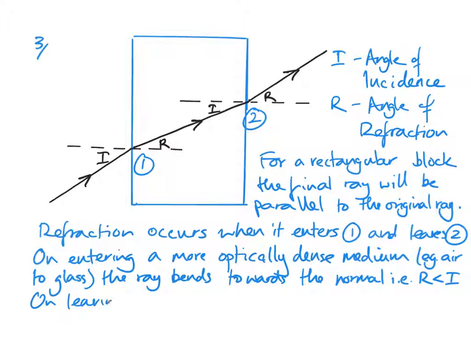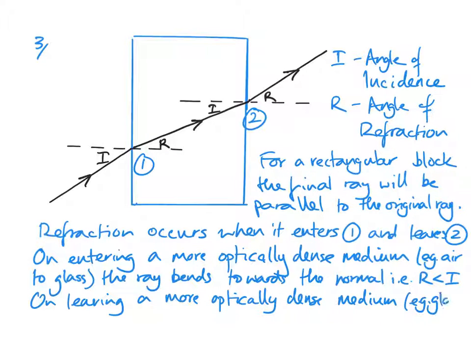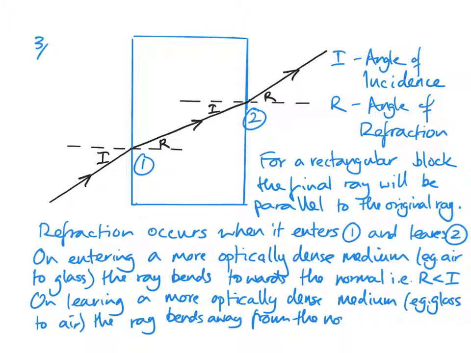On leaving a more optically dense medium, e.g. if going from glass back into air, the ray bends away from the normal. I.e. angle R is bigger than the angle I. The angle of refraction is bigger than the angle of incidence.